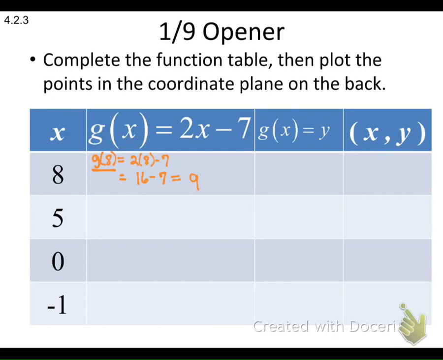Now, this is the other part that's going to be slightly different. When we come to this y column, what's this column called? Y or output. We're going to write the function of x, which was 8. So the function of 8 equals y. So what does my y equal? 9. Then our last column, we write our ordered pair. What was my x value? 8. And what was my y value? 9. Now remember, my ordered pair has parentheses around it, and the two numbers are separated by a comma.